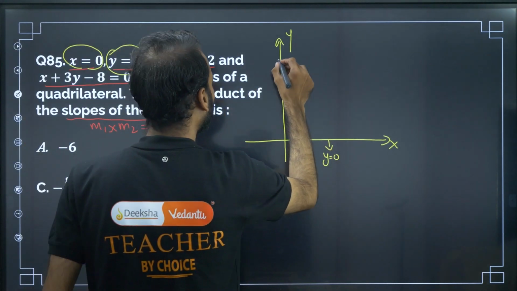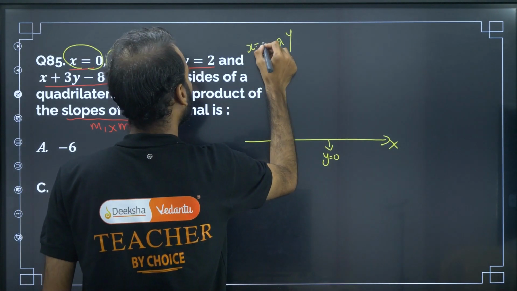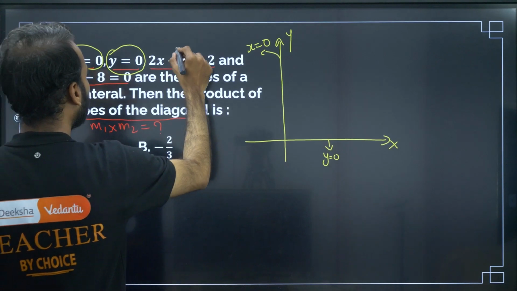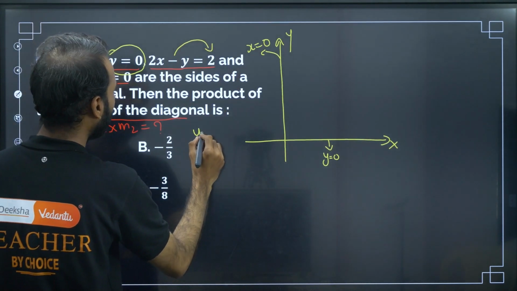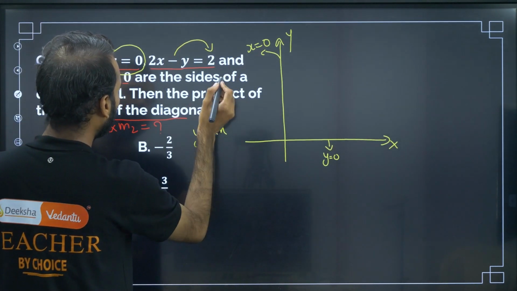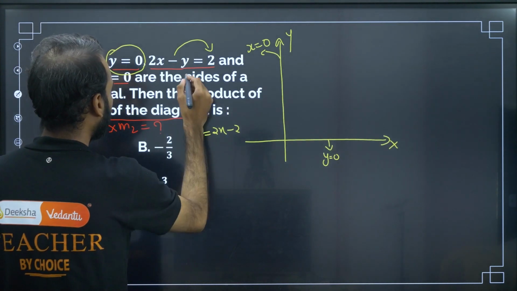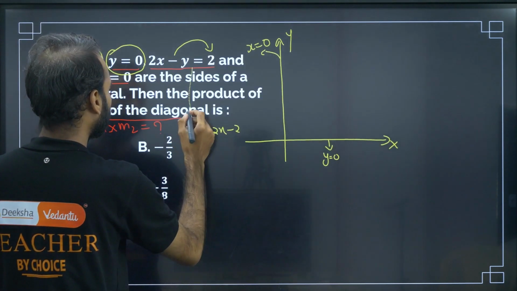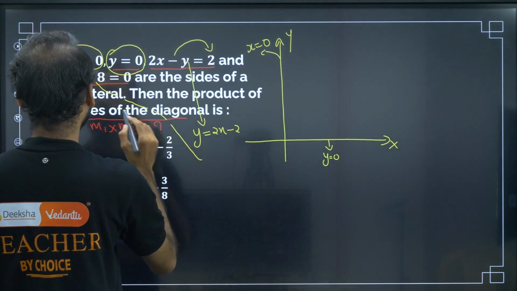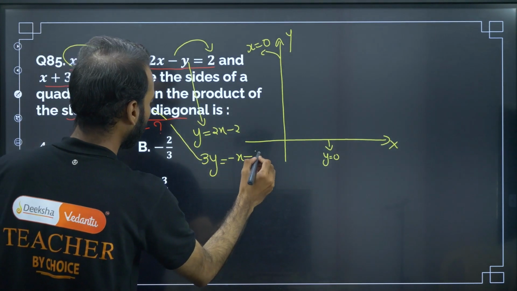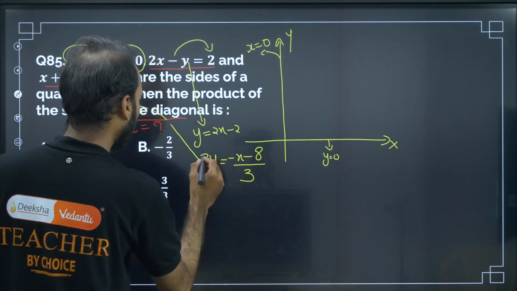And what about this equation? x is equal to 0, y is equal to 0. And this equation, y is equal to 2x, I will transpose that, minus 2. Next, the same equation only I am writing here. If you observe this, 3y is equal to 8 minus x.